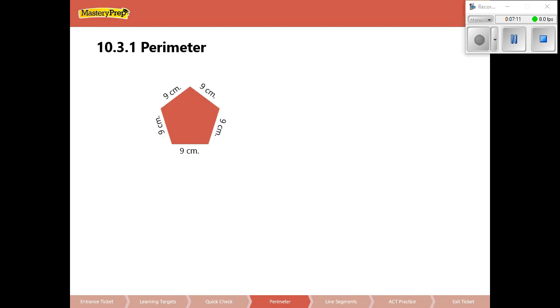Now, when we look at the next one, we do have a pentagon. And it actually works out that this is going to be a regular pentagon because we know all the side lengths are the same. And it actually works out all the angles are congruent as well. So how can we go about finding the perimeter of this?